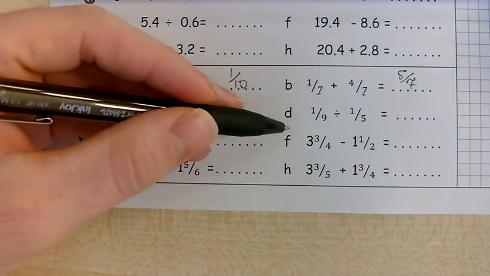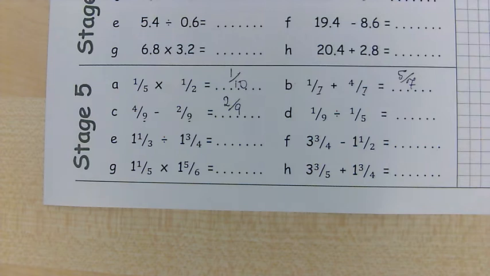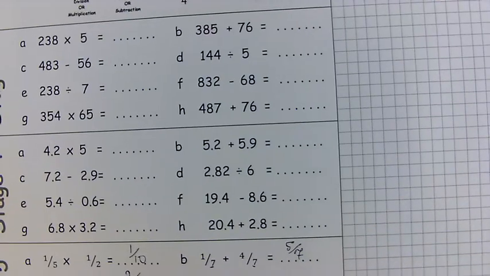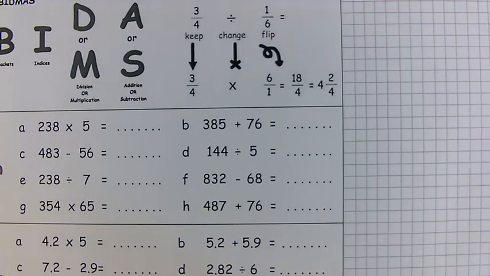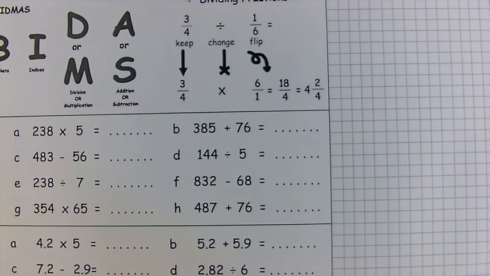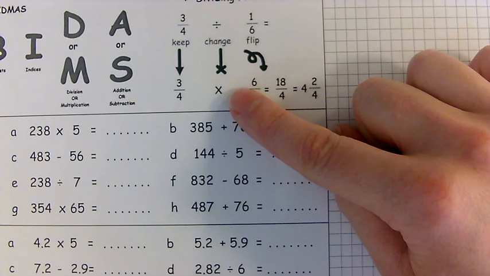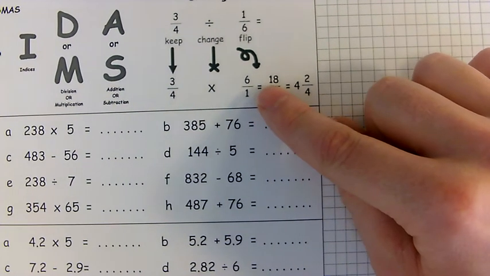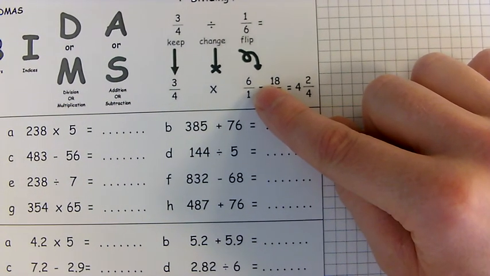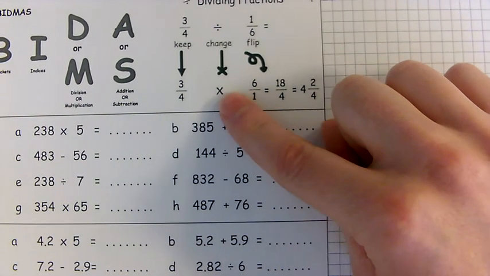Now D, we're dividing fractions. When we're dividing fractions, you've got the hint up here. It is keep, change, flip. So KCF. We're going to keep the first fraction, change division to multiplication, its inverse, and we flip this. We find its reciprocal. And after that, it's a case of multiplying straight across like we did in question A.